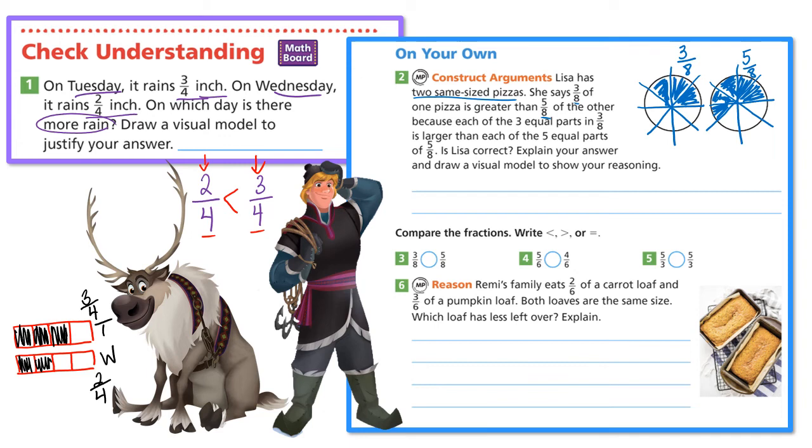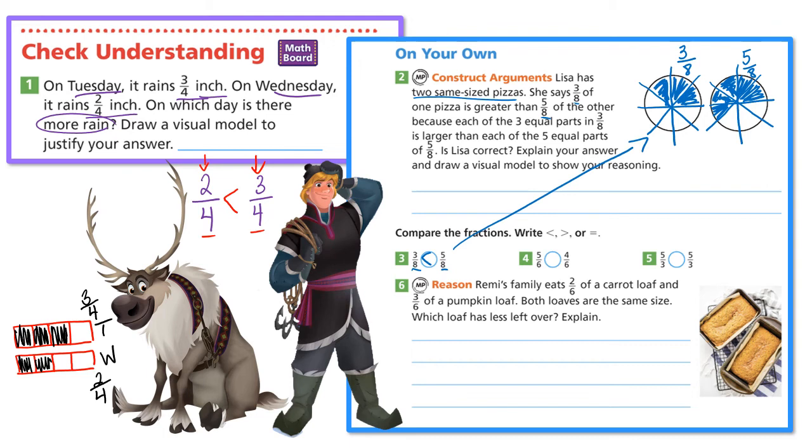Compare the fractions. Write less than, greater than, or equal to. 3/8 and 5/8. I see that their denominators are the same, so now I can just compare my numerators. What is greater, 3 parts or 5 parts? 5 parts. And we see that this problem actually corresponds to the 2 pizzas up there.